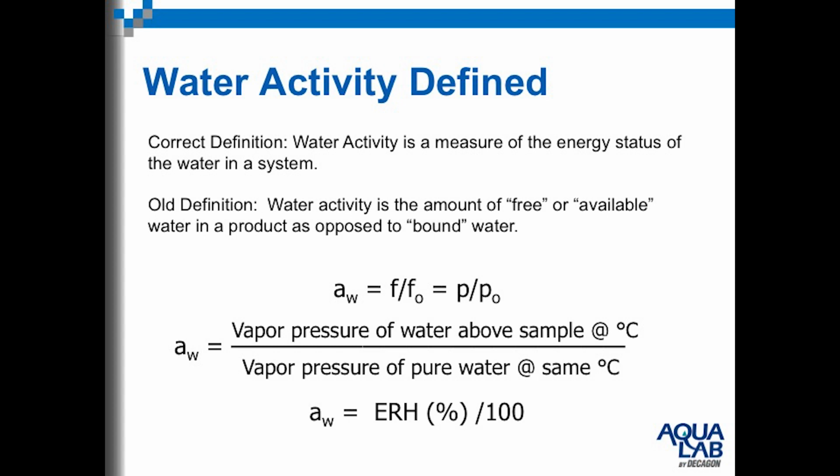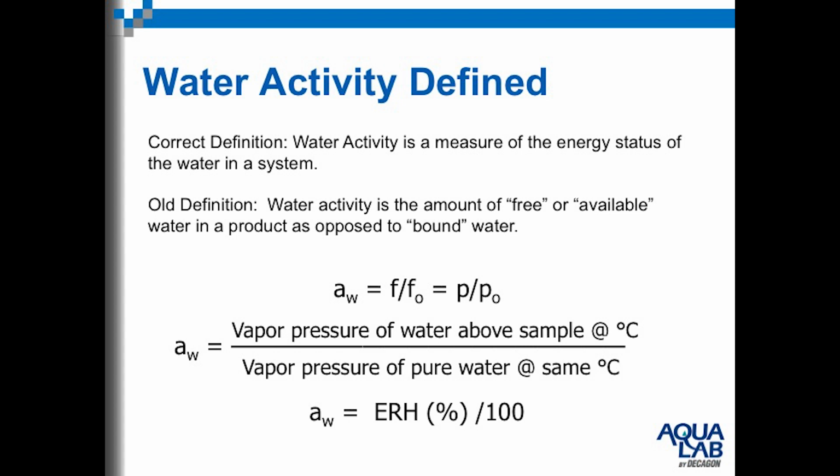And so from all this, we now have the definition that we started out with, that water activity is ultimately a measure of the energy status of water in a system. How much energy does that water have in comparison to pure water? And so we stay away from the terms free and bound. These are old, common definitions associated with water activity, but unfortunately, these terms have no scientific meaning. They mean different things to different people, and so we try to stay away from those terms.